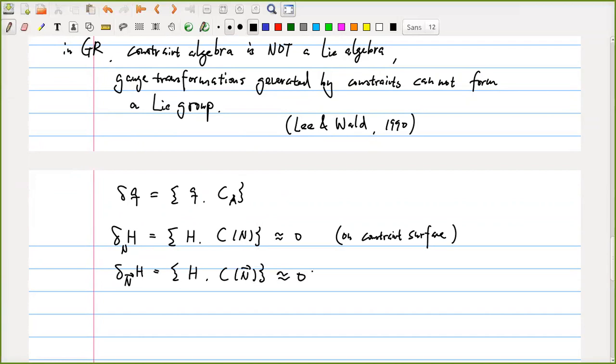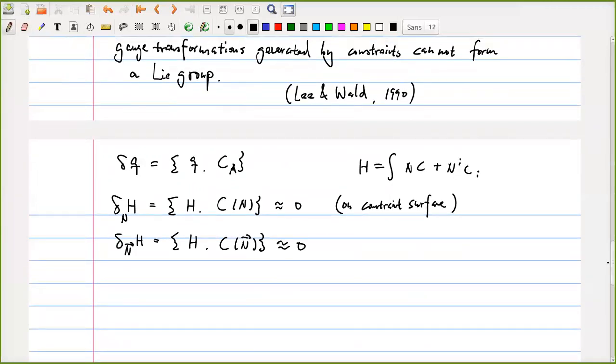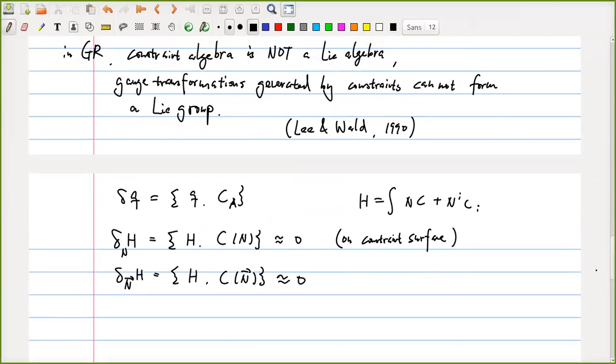The reason is very easy: H is a linear combination of the constraints. And the constraints are first class. The Poisson bracket between constraints still gives you constraints, which vanish on the constraint surface. So that's why this formula equals 0.